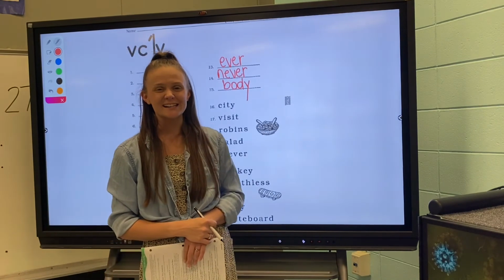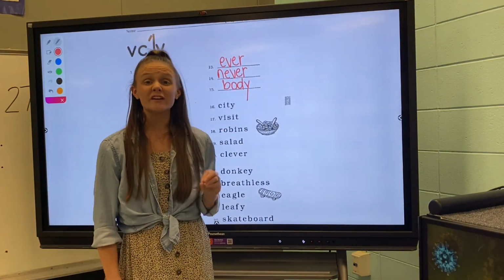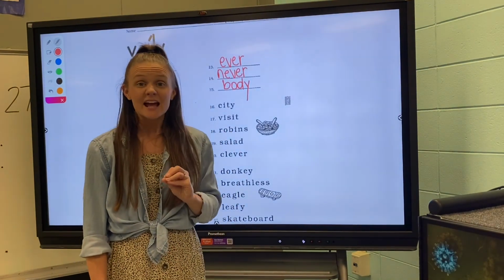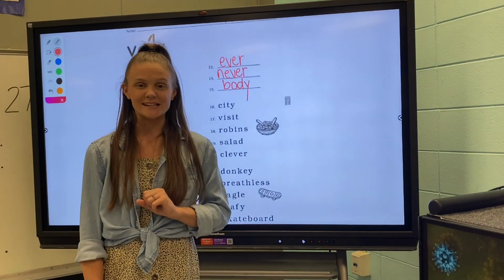Excellent job, friends. I want you guys to practice coding these words, drawing your V and your C and that division line. Practice reading it. If it doesn't make sense, then try moving your line and then see if it makes sense to you.